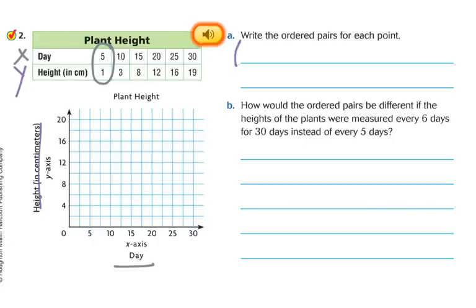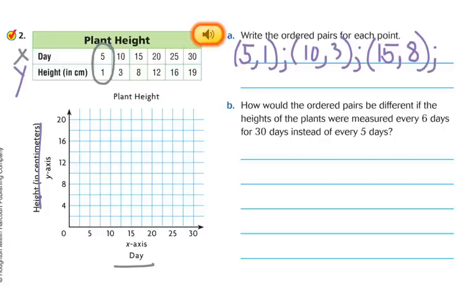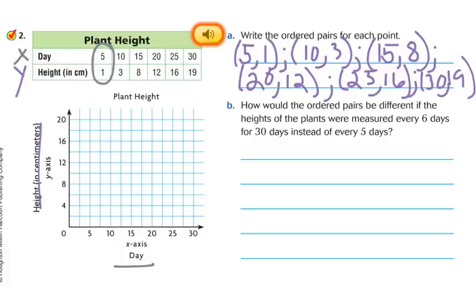So the first ordered pair would be 5, 1. Next ordered pair is 10, 3. Next ordered pair would be 15, 8. The next ordered pair would be 20, 12. The next ordered pair would be 25, 16. And the last ordered pair would be 30, 19.